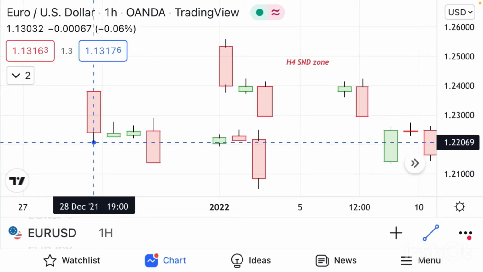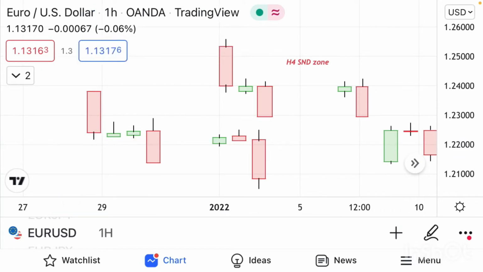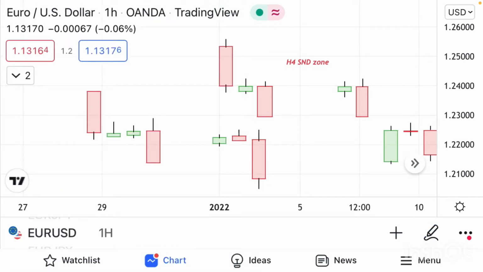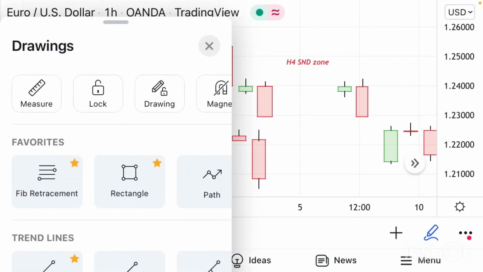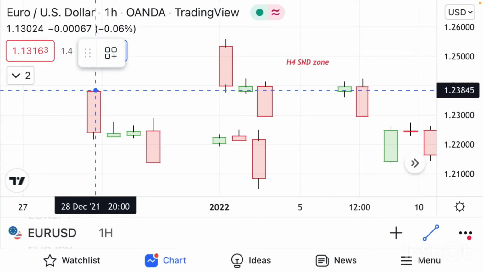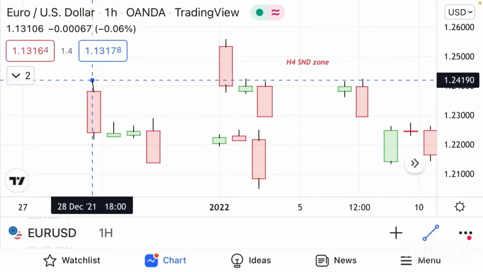You always buy from a higher low, and you sell from a lower high. It's a very simple concept. All you need to do is to always know which trend you are on.